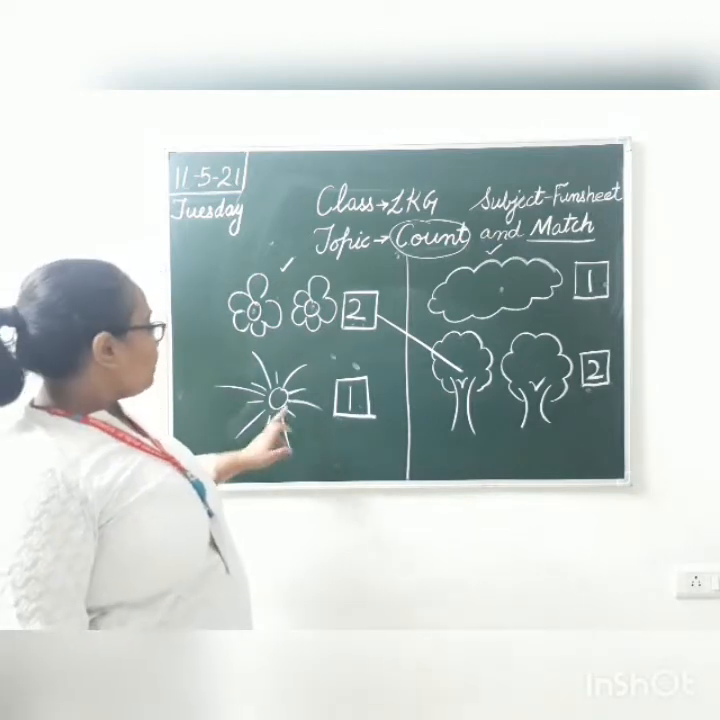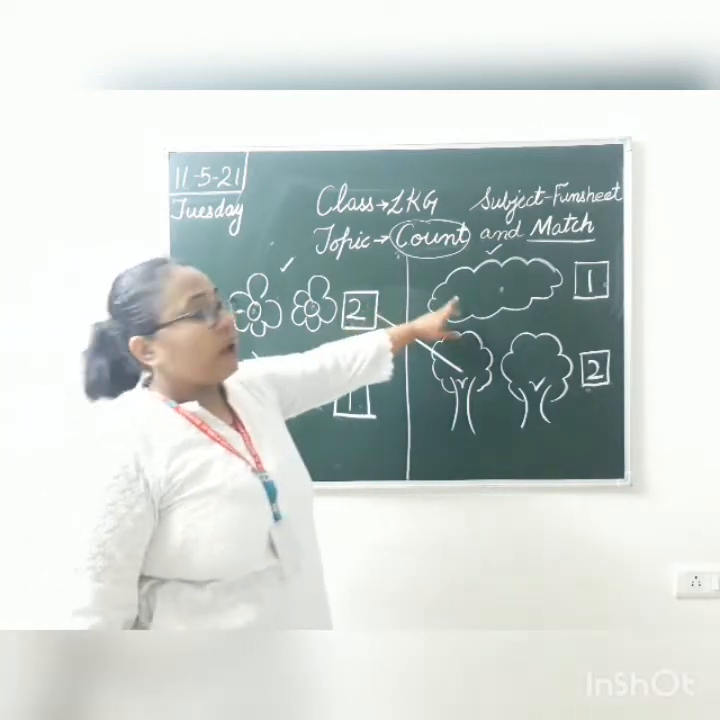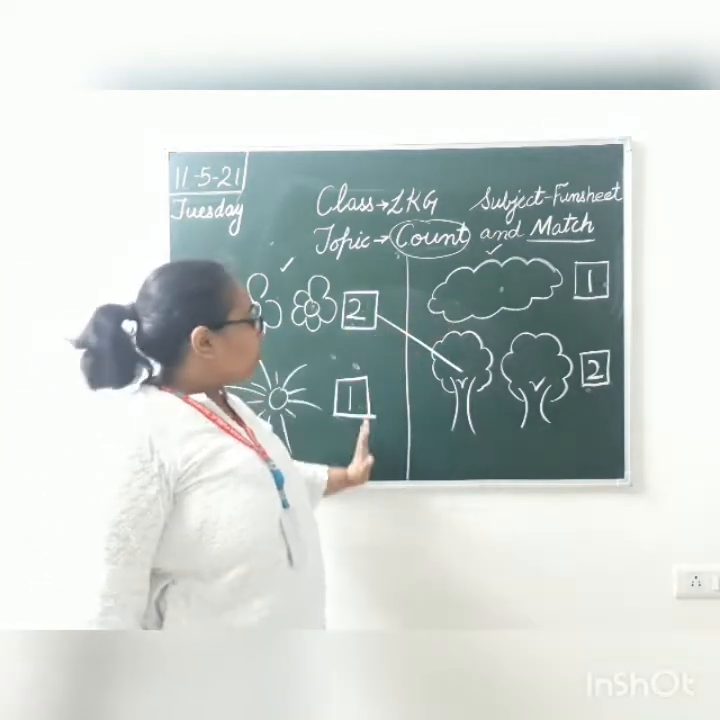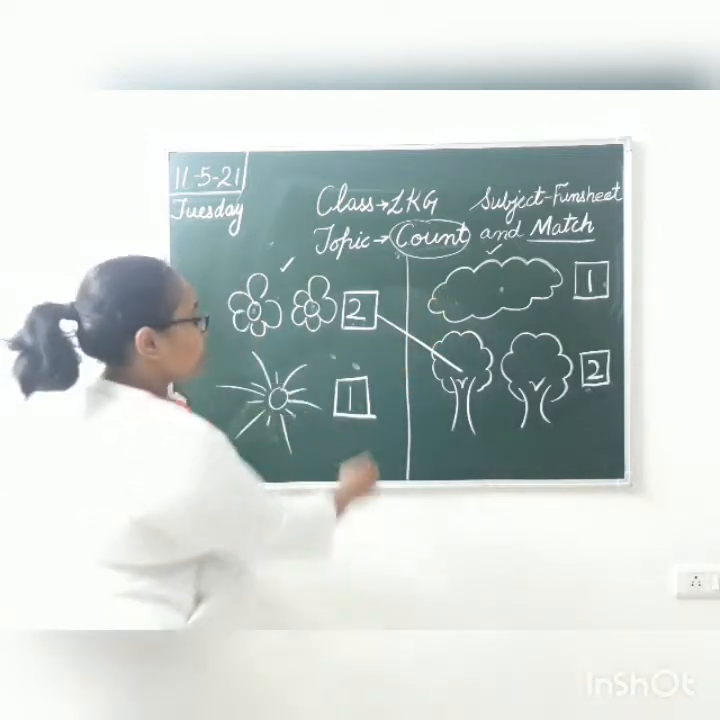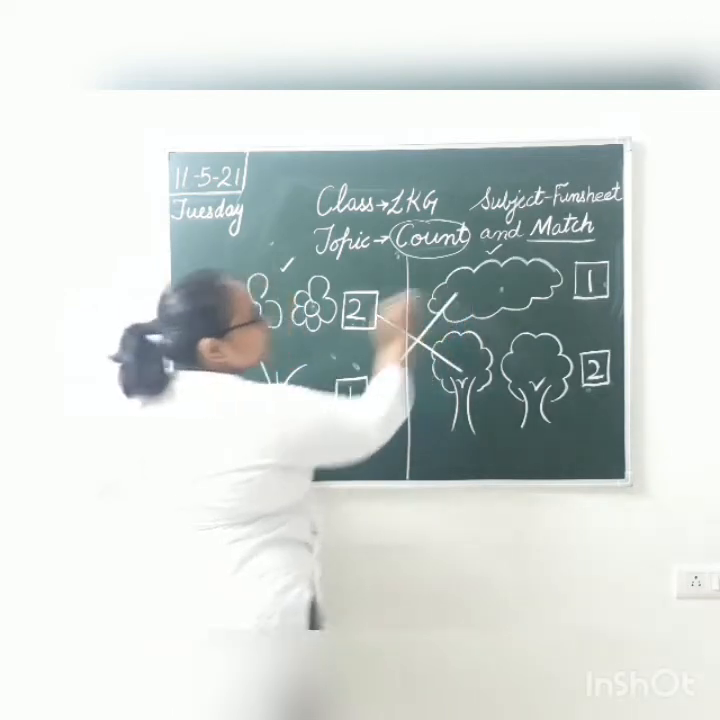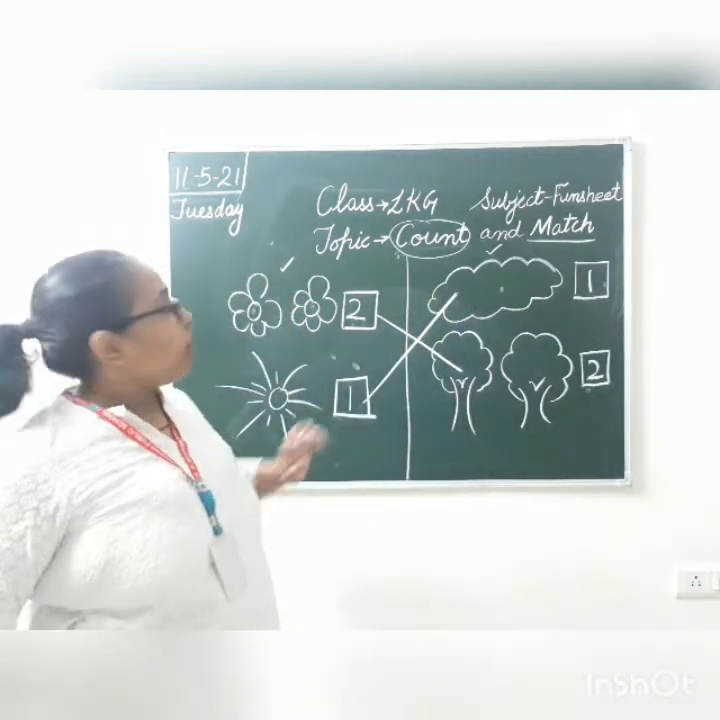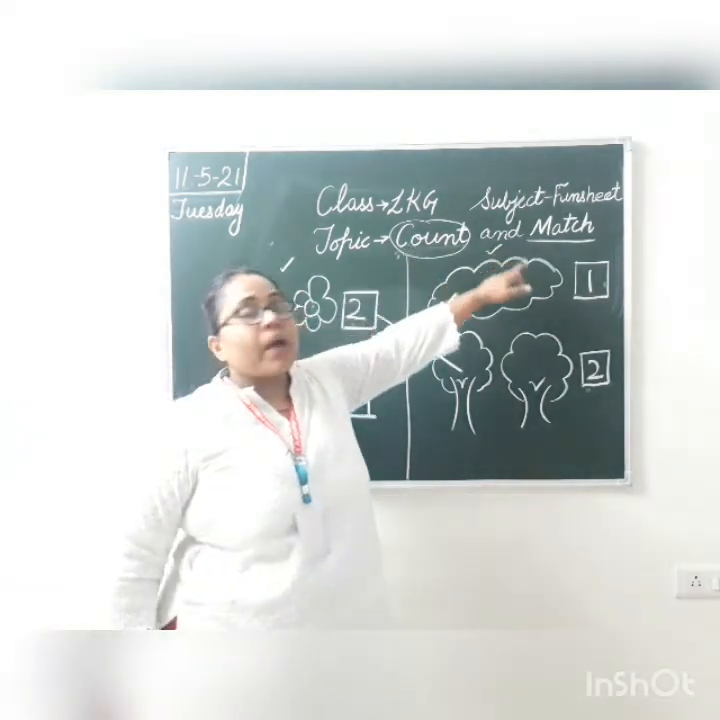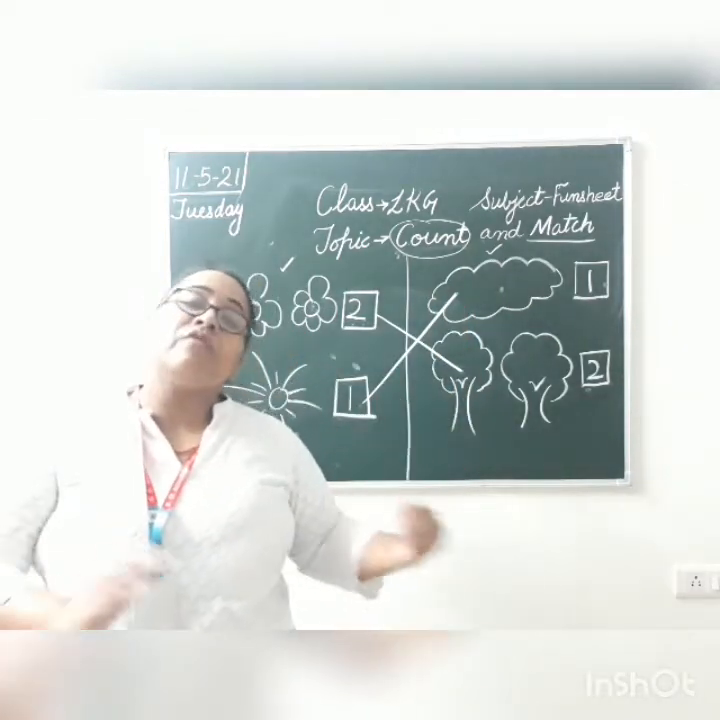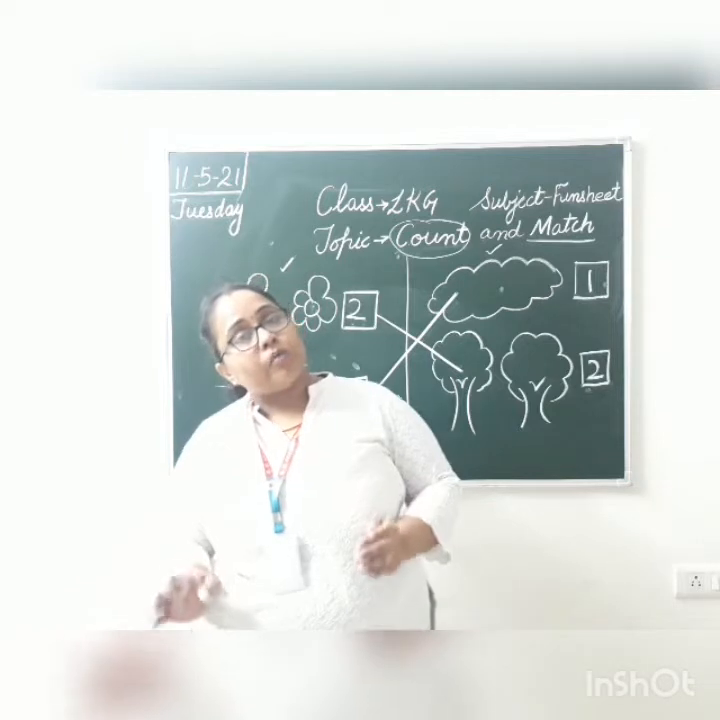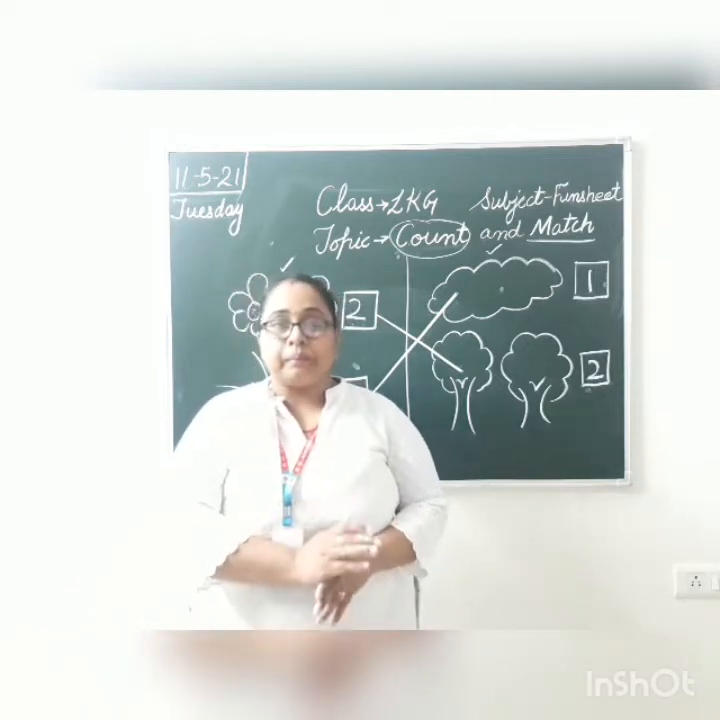Clear? Same. One sun, one cloud. तो 1 से 1 सेम हो गया ना, वो भी 1 है, ये भी 1 है. So we will match it like this. So this is called count and match. सबसे पहले क्या किया हमने? ऑब्जेक्ट्स को, जो भी गिवन ऑब्जेक्ट्स हैं, हमने उनको काउंट किया. We have first counted them.